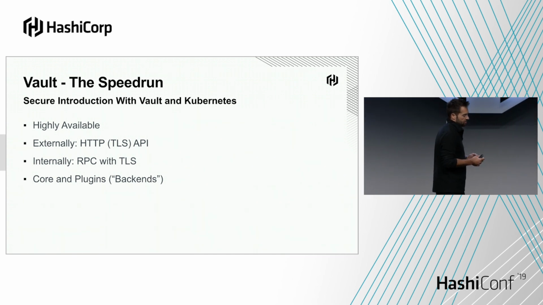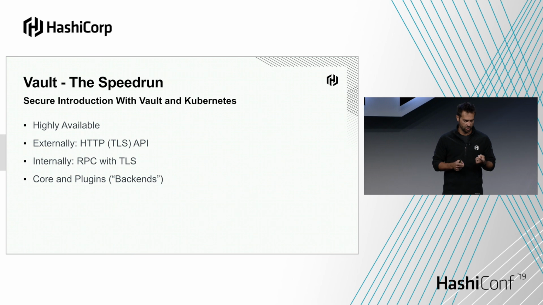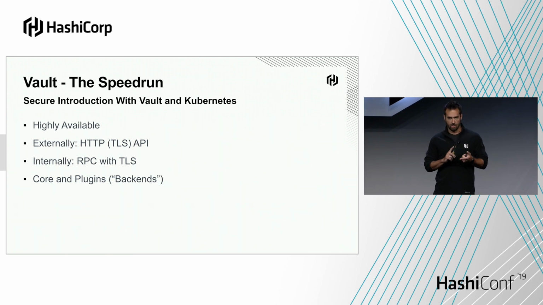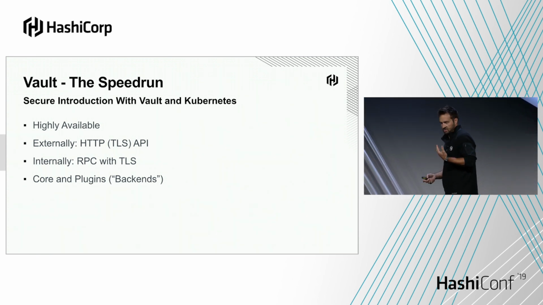Backends generally fall into two categories. They are auth backends or auth methods, kind of use that interchangeably, and secret backends. Auth methods are for proving your identity, and secret backends are where we do the fun stuff.